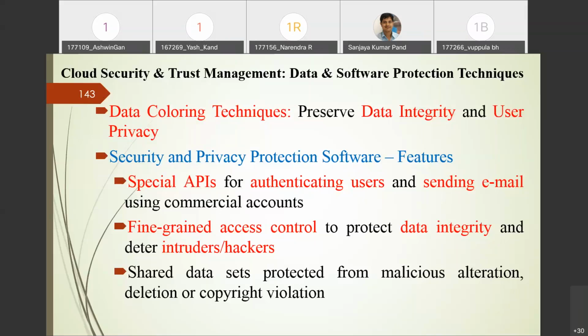The second feature you can see here is fine-grained access control. So there are two things: one is called fine-grained, another is coarse-grained. This thing may be covered in the computer organization subject, or in the operating system subject. Fine-grained means you are going for a detailed one, right? Coarse-grained means you are going for an abstract one, right?